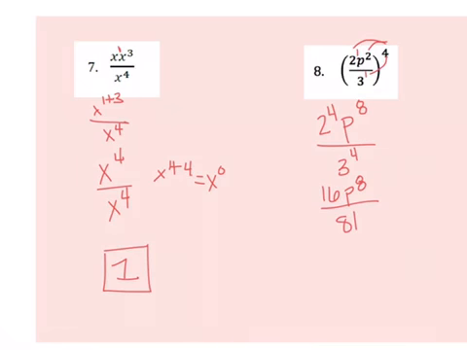So the last thing I want to look at for our example number 8 is, can I simplify 16 and 81? Is there any number that goes into both 16 and 81 that I can take out of there? There is not. So I know that this is my final answer. It's in its simplest form.